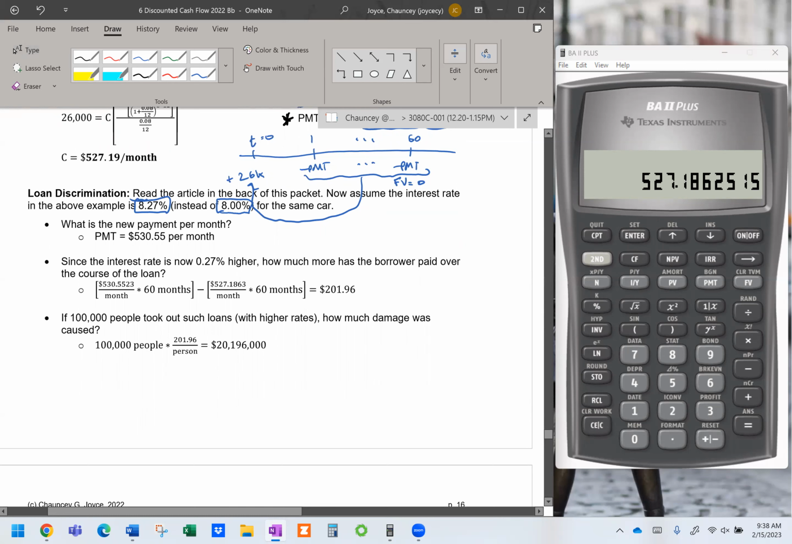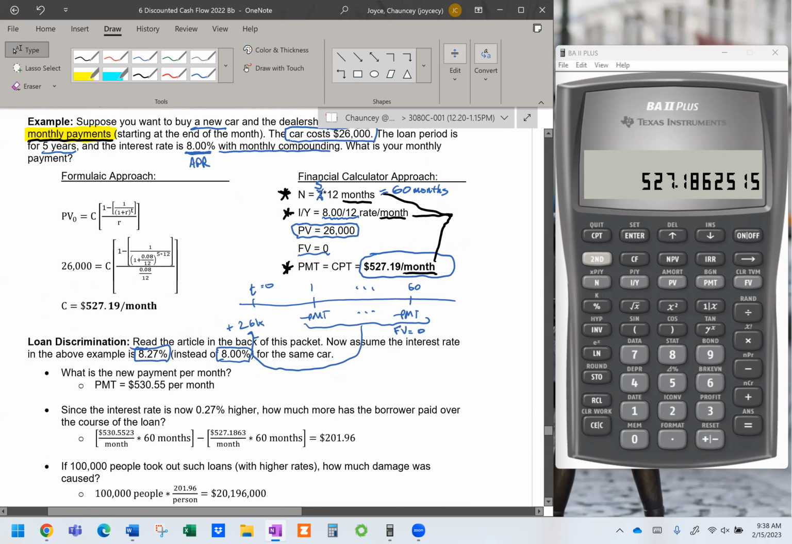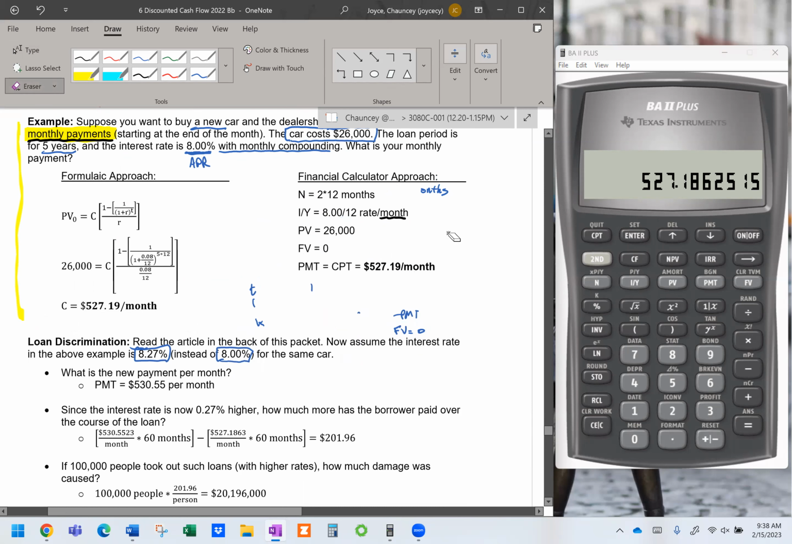Read the article, now assume the interest rate. So let's go back here. This is the same example we just worked through. 60 months. All I'm going to do is change this one here. Let me clean this up for us. So this is still 60 months. All I'm going to change is my interest rate. And so you say, okay, let's do that.